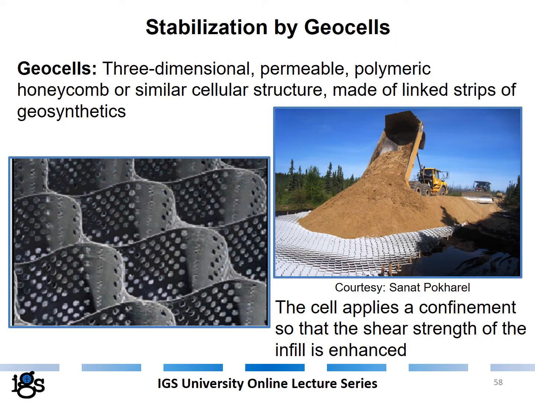Stabilization can also be achieved by geocells. Geocells are three-dimensional, permeable, polymeric honeycomb or similar cellular structure made of linked strips of geosynthetics. In this picture, you see a close-up of a geocell with the linked strips attached to each other. And here you see a laid out geocell being filled with granular material, where the cell applies a confinement so that the shear strength of the infill is enhanced.